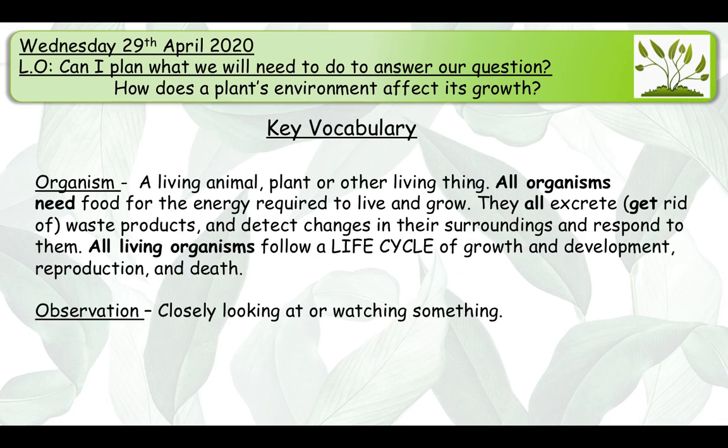Okay, here's my example. An organism is a living animal, plant, or other living thing. All organisms need food for the energy required to live and grow. They all excrete, so that means get rid of waste products, and detect changes in their surroundings and respond to them. All living organisms follow a life cycle of growth and development, reproduction and death. Now, observation: as scientists, we're thinking about closely looking at or watching something, perhaps to see how things change and develop.